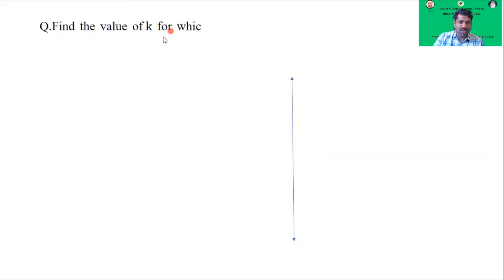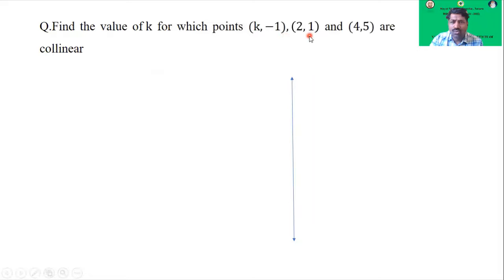Now find the value of k for which points (k minus 1, 2), (1) and (4, 5) are collinear. So we are given 3 points of which one coordinate is k and we have to find that coordinate, and we are given the information that these 3 points are collinear.